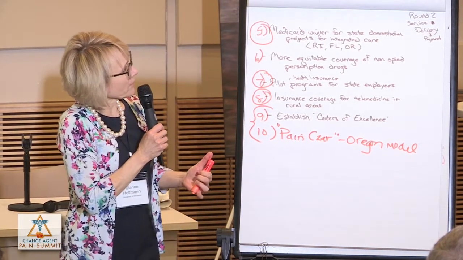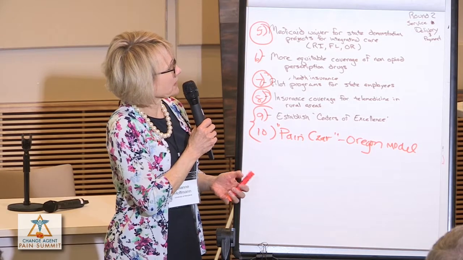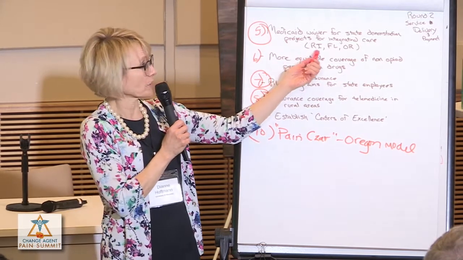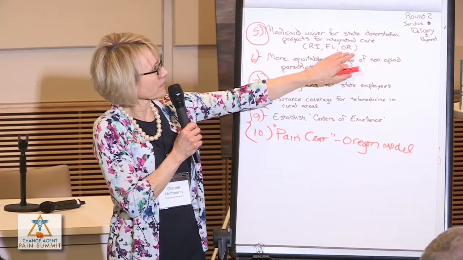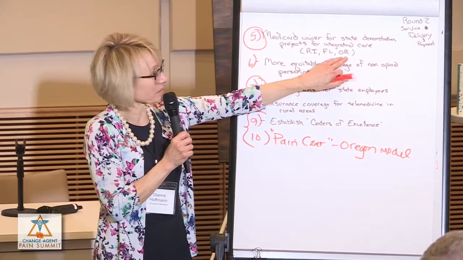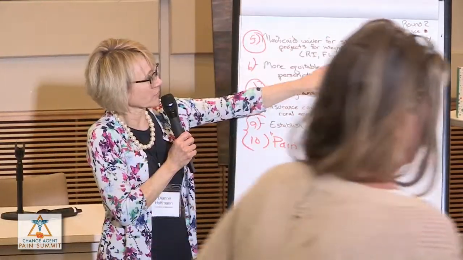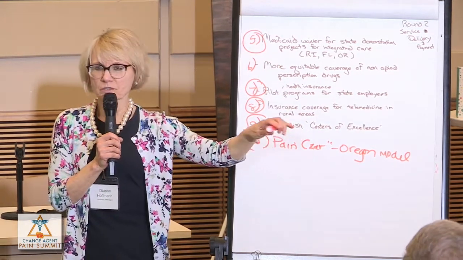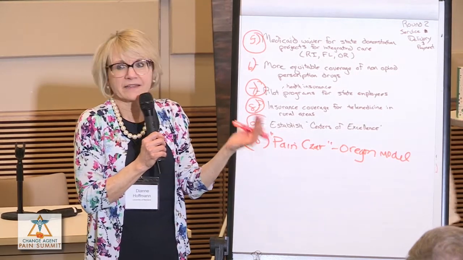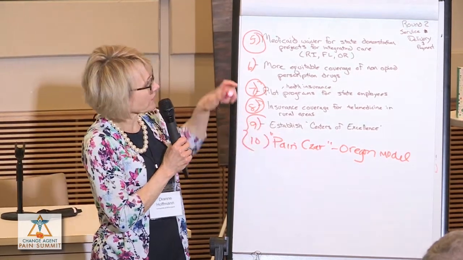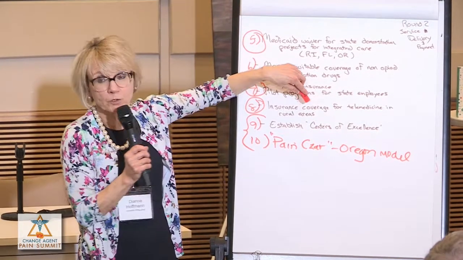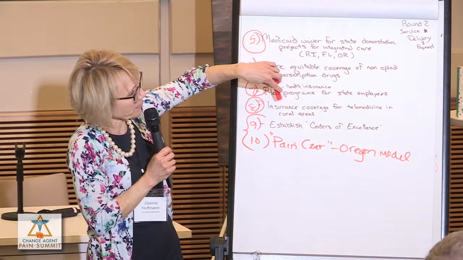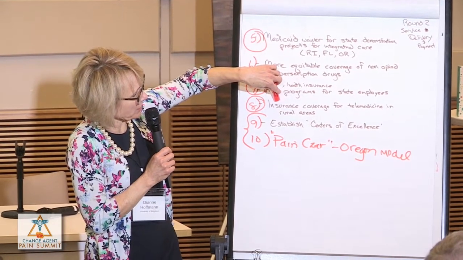Another idea is a Medicaid waiver for state demonstration projects for integrated care. And this is something that other states have done, Rhode Island, Florida. Oregon has not gotten a waiver, but has done something like this, or expanded coverage. Also, again, California has a huge number of state employees, and they do the health benefits for those employees. So that could also be a potential pilot program looking at integrated or interdisciplinary teams providing services for that population.